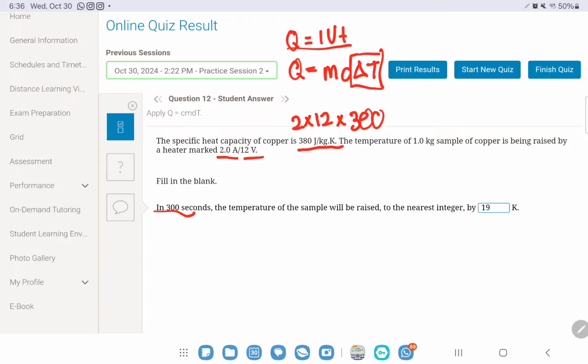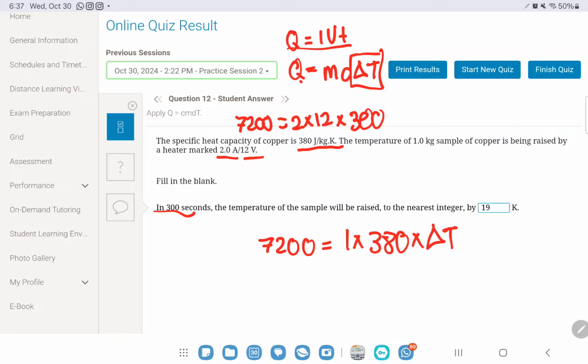Let me do it on my calculator. 2 times 12 times 300. You're gonna get 7,200. Okay? Once you get 7,200, we substitute it in this equation. So 7,200 equals, the mass is 1 kg times C is 380 times delta T.